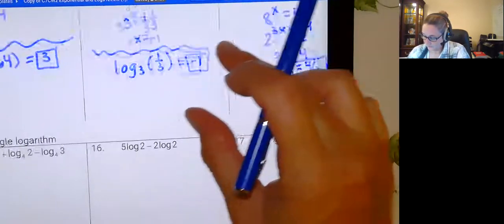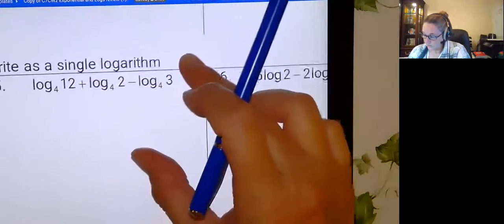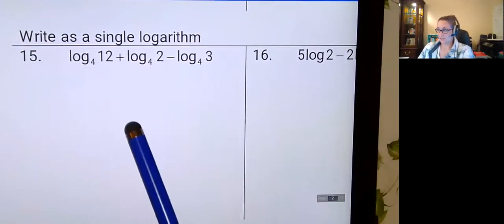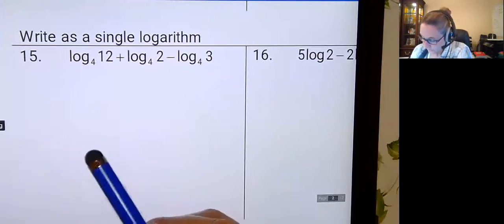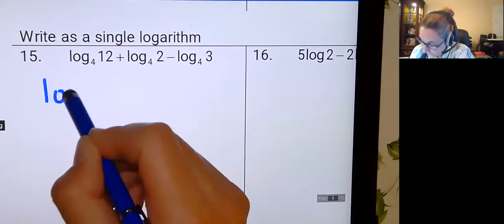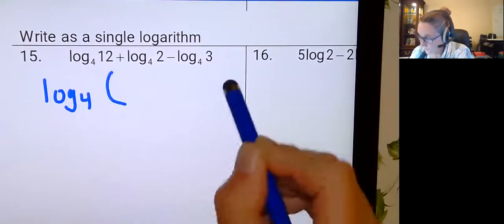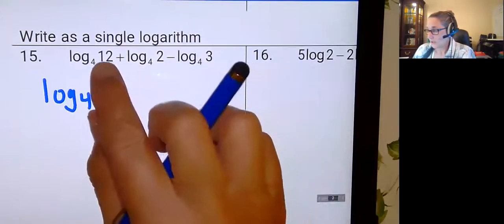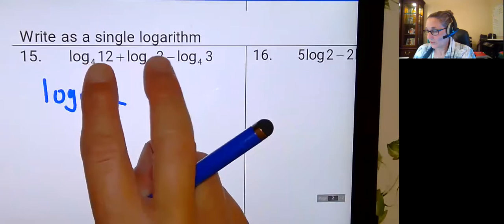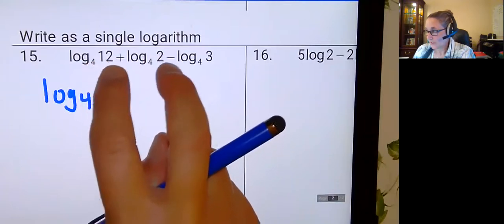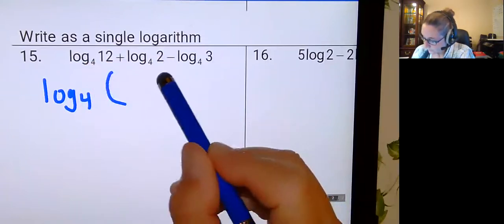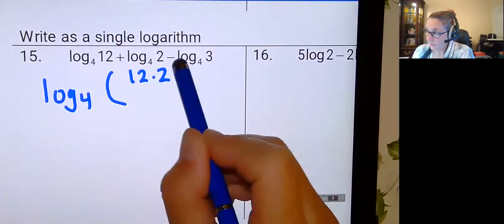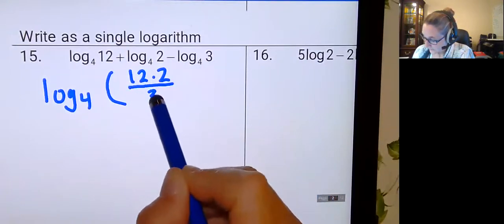Okay, so these ones we're going to be using those properties from the other day. And we're going to be trying to write these as a single log. Okay, so let me start us off. Log base 4 of something. Now, when two logs of the same base are adding, you can multiply these together. So this is going to be a 12 times a 2. And then when it's a minus, it is dividing.